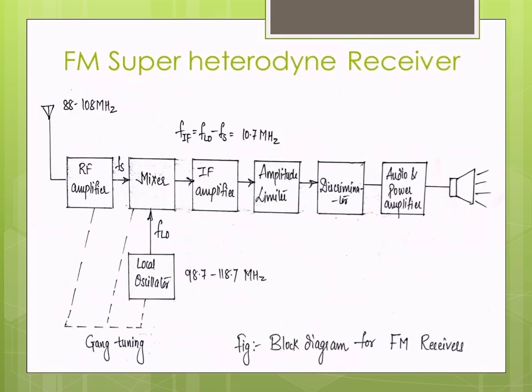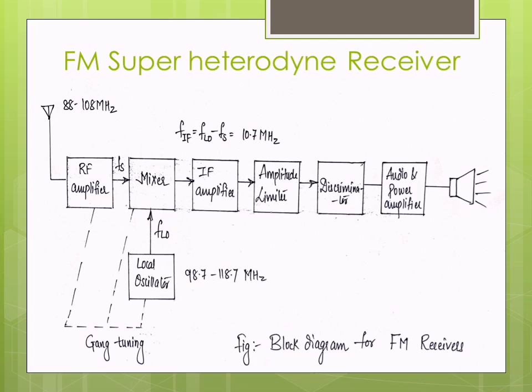Now let us see the FM superheterodyne receiver. The functions are very much similar to your AM superheterodyne receiver. The only difference is that here we have the FM band as 88 to 108 megahertz, in the megahertz range, whereas in the previous block diagram of the AM superheterodyne receiver, the AM band is 535 to 1605 kilohertz, in the kilohertz range.